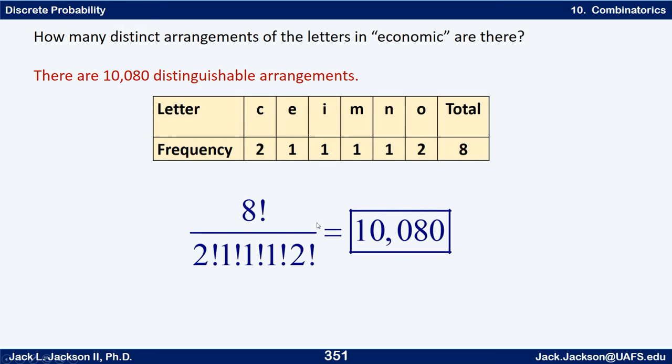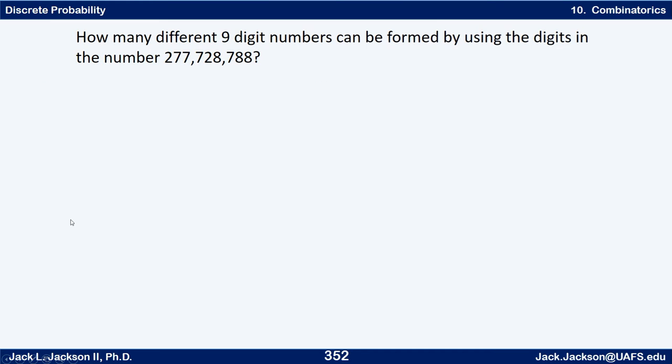Here's another example. Let's try this one. How many different 9-digit numbers can be formed using the digits in the number 277,728,788? Notice that's 9 digits. We're going to use all 9 of them, but some of the digits are repeats. So how many ways could this happen? Figure this out. Press pause. Come back when you're ready.